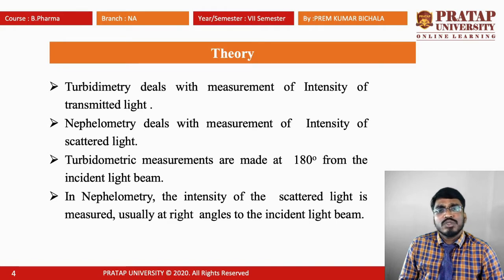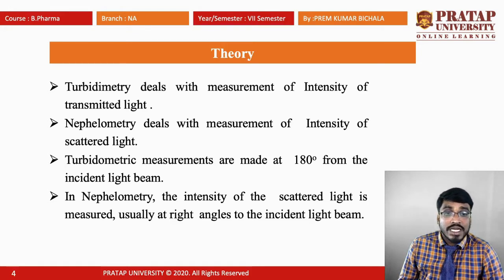Turbidimetry measurements are made at 180 degrees from the incident light, whereas in nephelometry the intensity of the scattered light is usually measured at right angles to the incident light beam. In turbidimetry we use 180 degrees, and in nephelometry we use right angles to measure the intensity of the light, either transmitted or scattered.